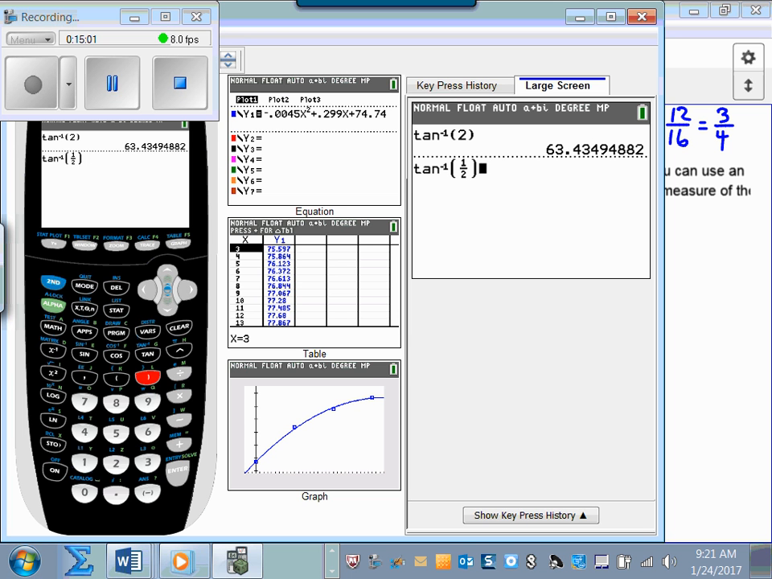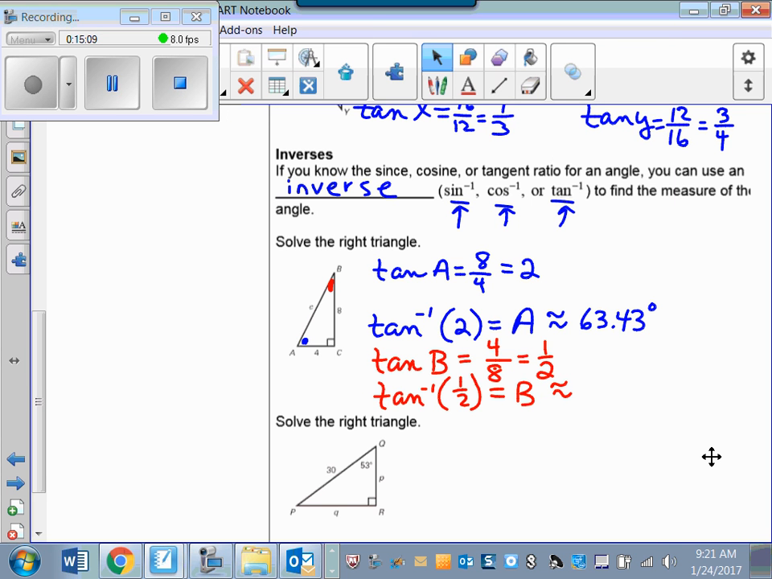All right, so inverse tangent of a half is 26 point, we're going to round that to 5/7, so 26.57 degrees. So there we have all of our angle measures, and we need side C. We need side C here. So what could we do?